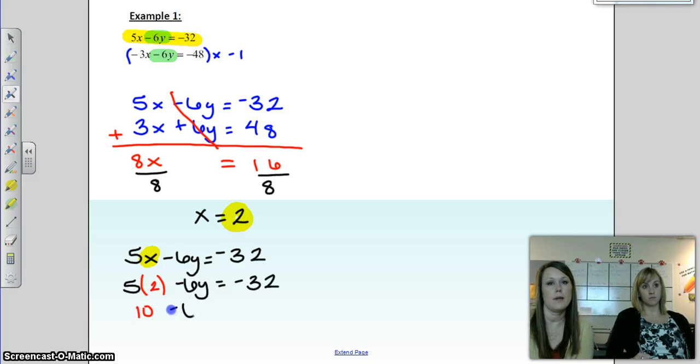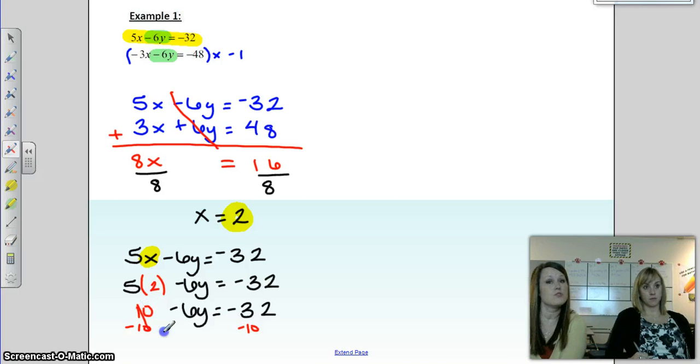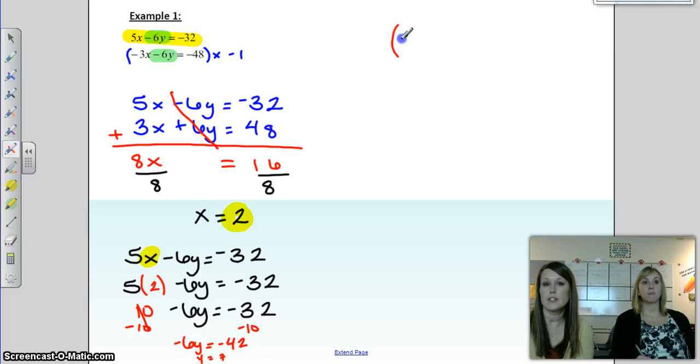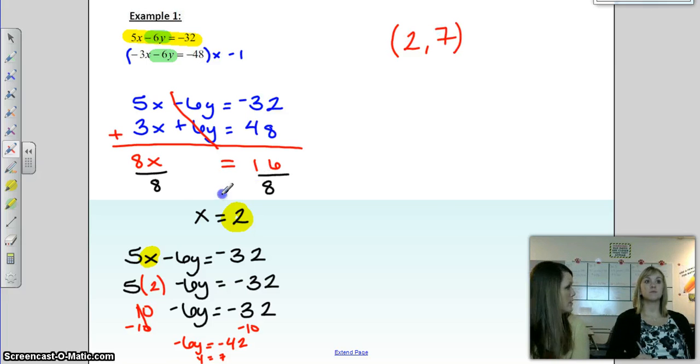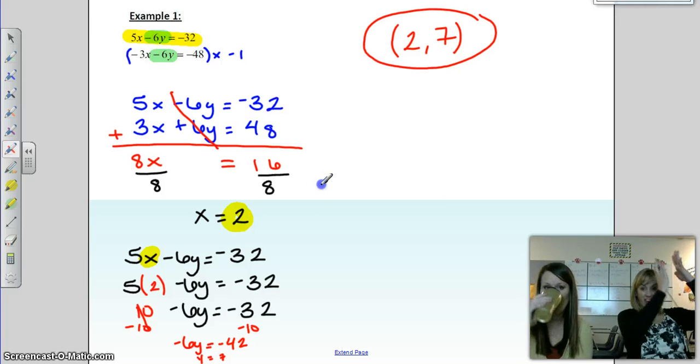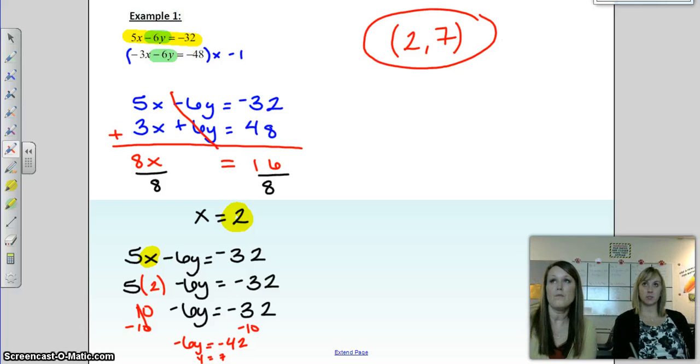So 10 minus 6y equals negative 32. Then I'm going to subtract 10 on both sides because those are my like terms. And I have negative 6y equals negative 42. Y equals 7. She got that by dividing by the coefficient. So our answer is going to be 2, 7. The end. That's our solution. This is the only thing that we'll read aloud. That's all we're looking for, but you have to do all that work to get there. It's pretty fun once you get it.